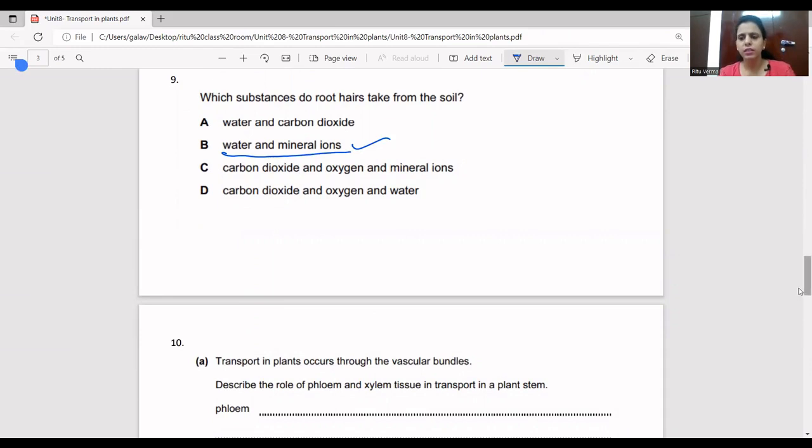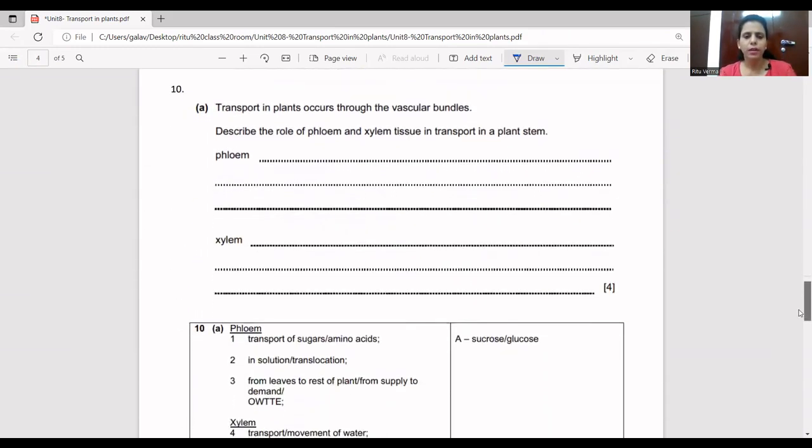Question number 10. Transport in plants occurs through the vascular bundles. Describe the role of phloem and xylem tissue in transport in a plant stem. Okay, now this question is given for 4 marks. That means 2 marks for xylem and 2 marks for phloem. Here you have to write at least 2 valid points for both xylem and phloem.